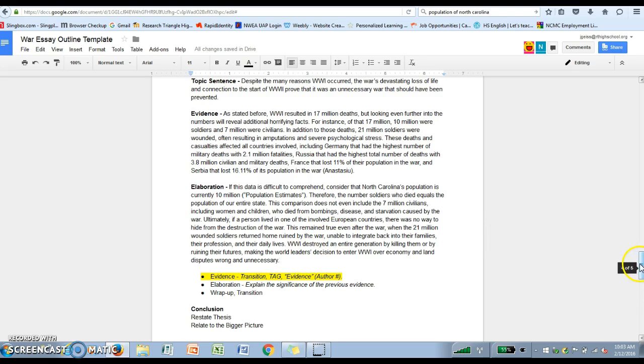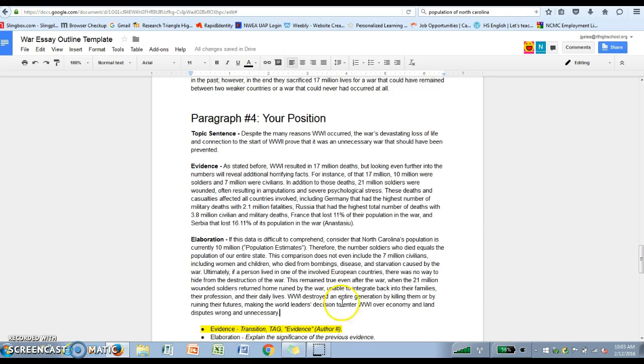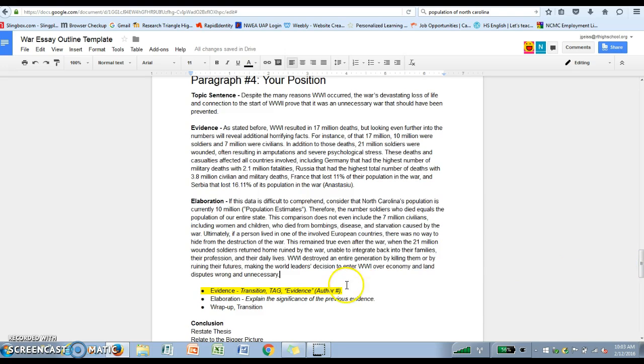Now, if you take a look at what I've written, this is a lot of writing. Adding on further evidence, elaboration, and a wrap-up would cause this paragraph to become too long. Therefore, I would make the executive decision as the writer to start a new paragraph. So to indicate that, I'm going to hit enter, and I'm going to put a line here to show that my position section is actually going to be 2 paragraphs, because I have so much information to share that I need 2 paragraphs to fulfill everything I want to do in this section.